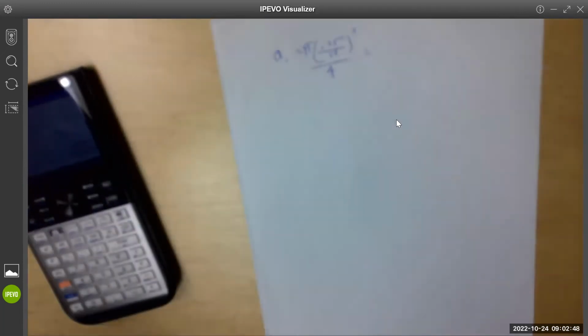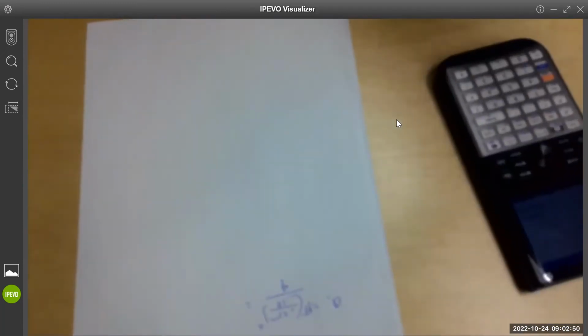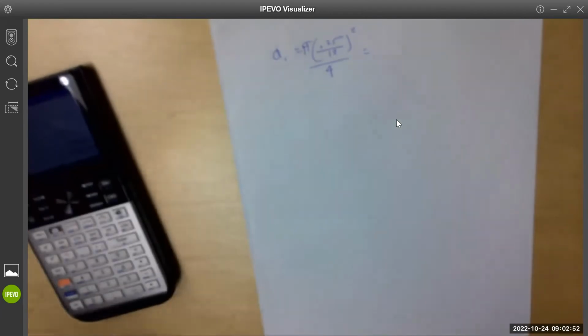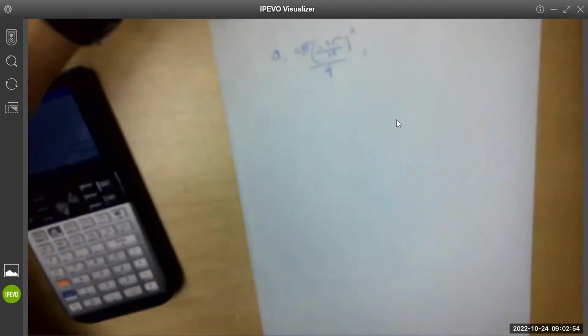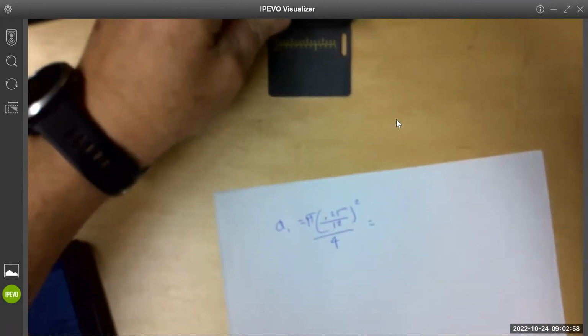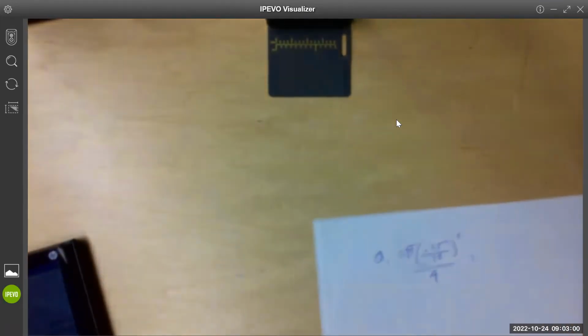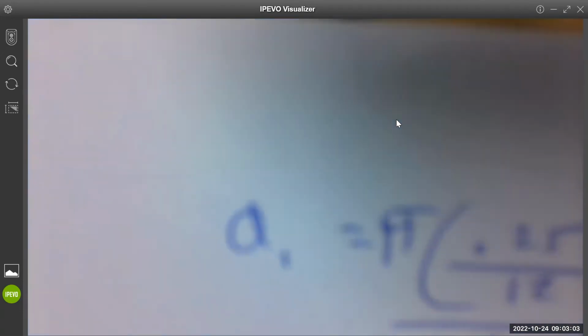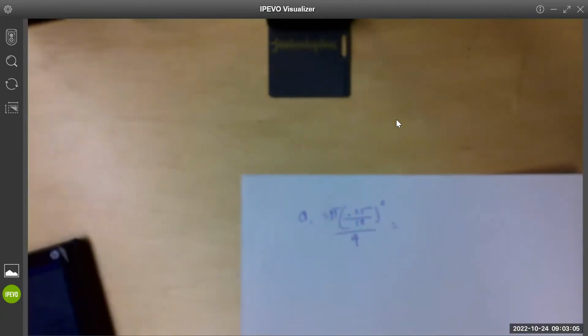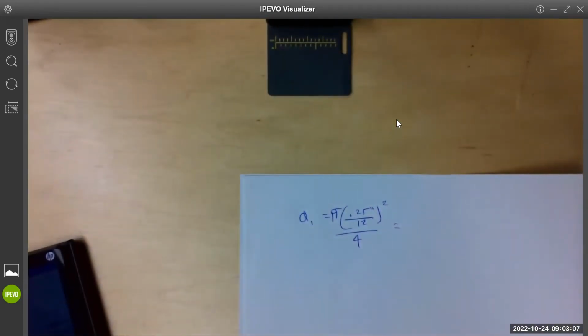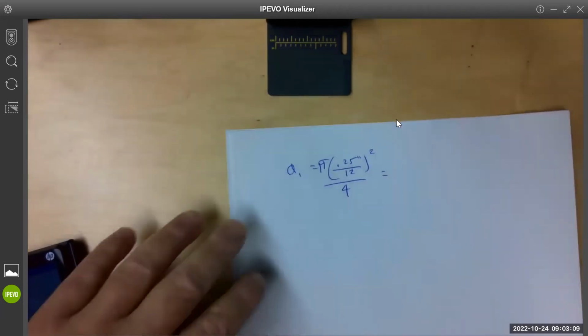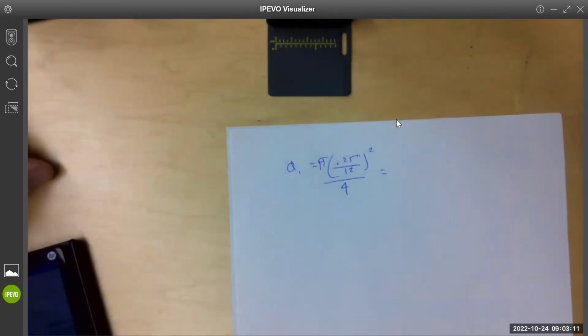Oh, this is a weird camera. I hope that's, oh, that's not focus, is it? I don't think it has a focus button. Here, maybe we can do this. Maybe I just need to slow down here. All right.